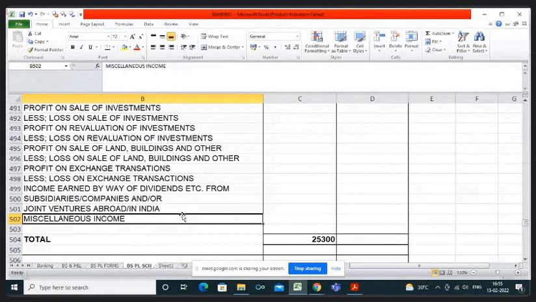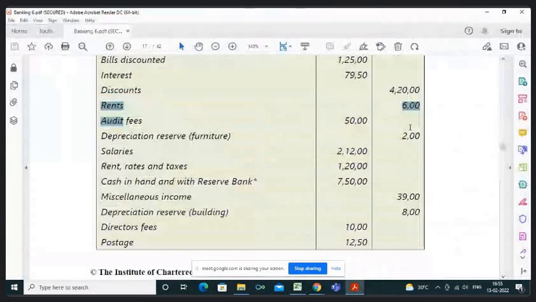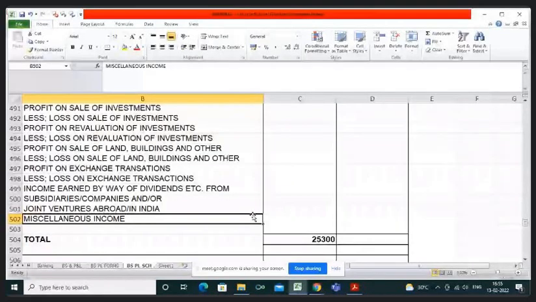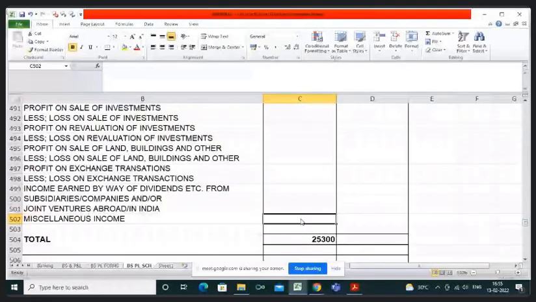So this will become part of the miscellaneous income, the amount of rent received. How much rent have we received? You have received an amount of 600 as rent. This will be part of the miscellaneous income.